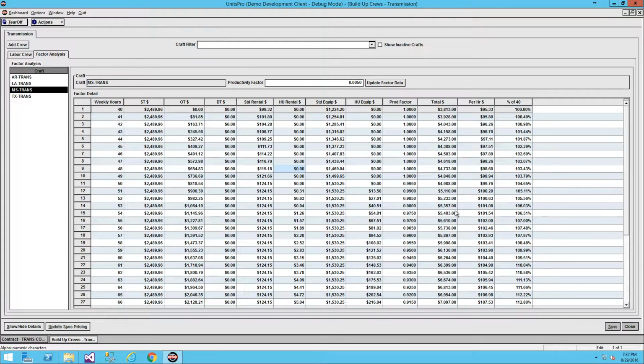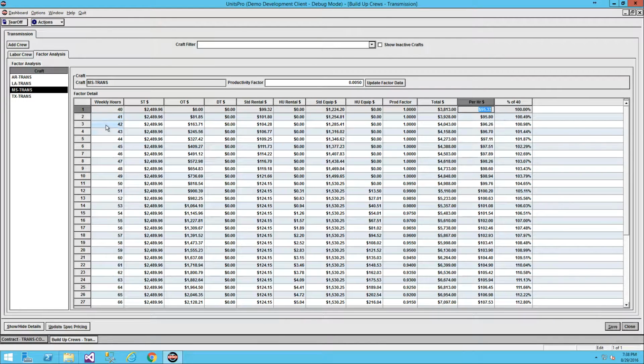In this demonstration, we're going to look at the impact of overtime on cost. On your screen for the Mississippi Transmission craft is a table that looks at the cost per average crew man-hour. So in this instance here, our 40 hours of labor for the straight time is costing us $2,500. Our rental equipment, standard equipment, total price per hour is all being calculated.